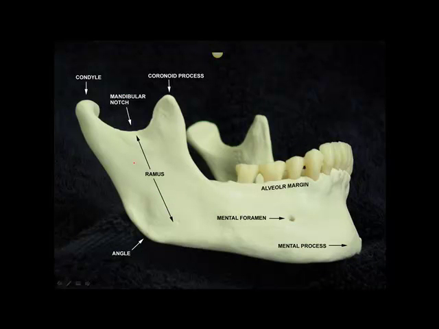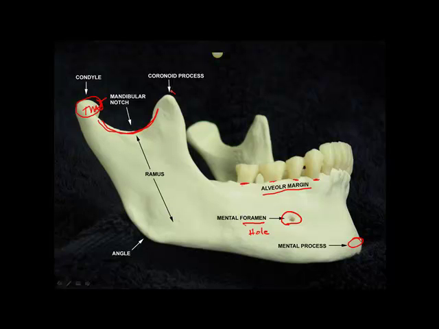Again, on the mandible. This is the ramus of the mandible, the angle. This is the mental foramen. Foramen is a hole, and it's usually for either blood vessels or nerves. The mental process. This is the alveolar margin. Alveolar has to do with teeth, and it's the margin where the teeth will attach. Here's the ramus. This is called the mandibular notch, right here. This is the condyle for the TMJ.